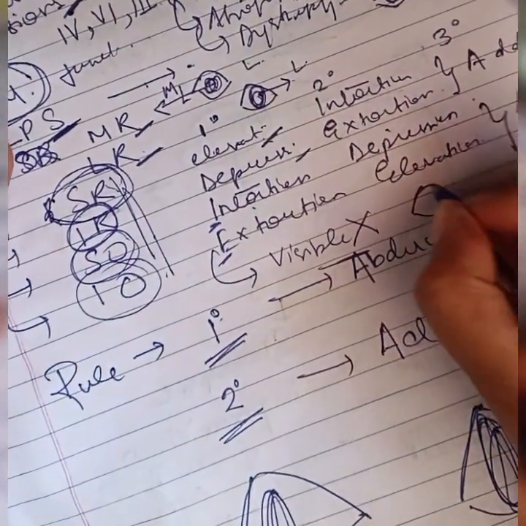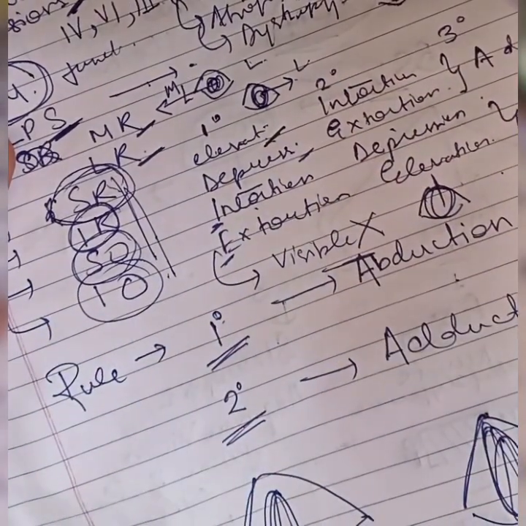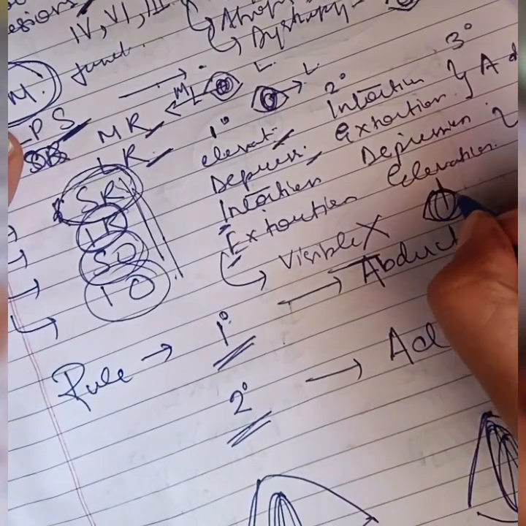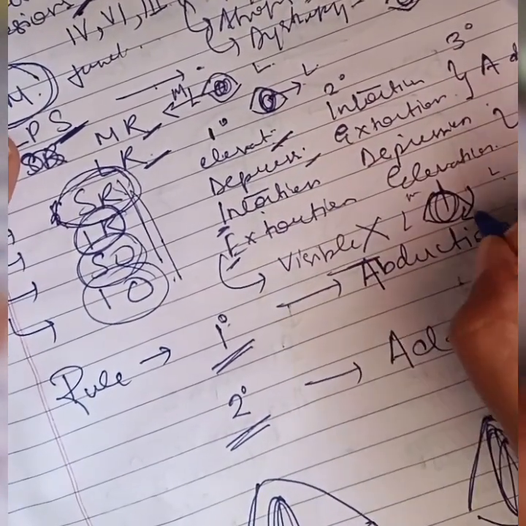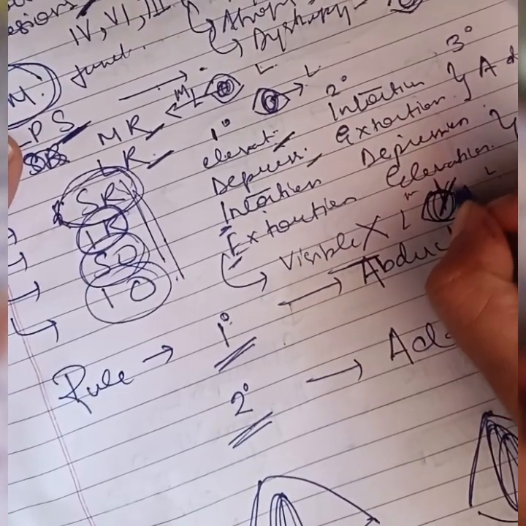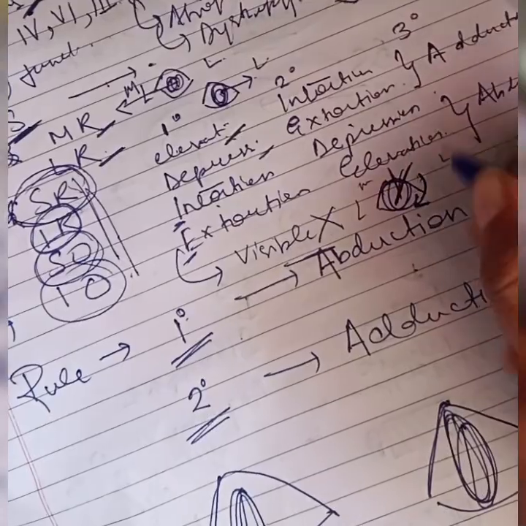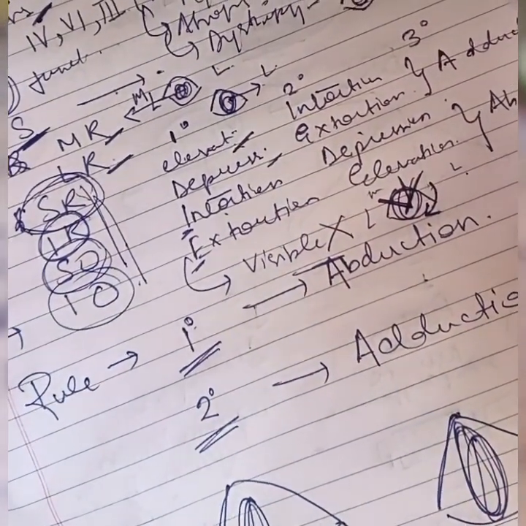But if this is the eyeball and if this is our main orbital axis, visual axis, and this is your nose, this is the medial side, this is the lateral side, then if the eyeball shifts like this, if they show this like this, that means intorsion, and if like this, that means extorsion.